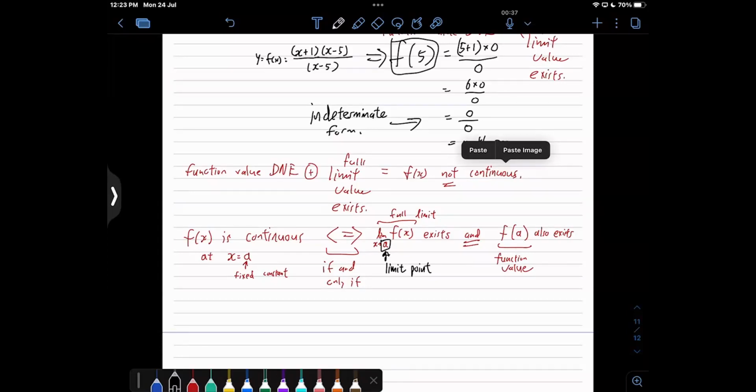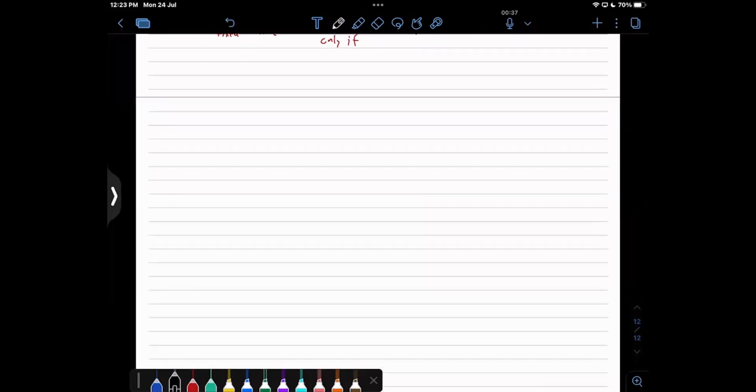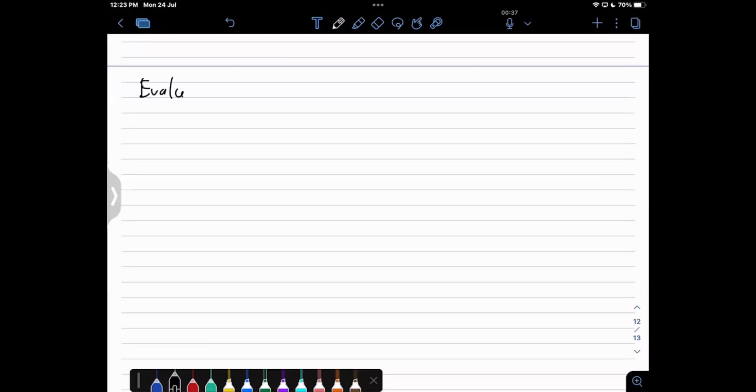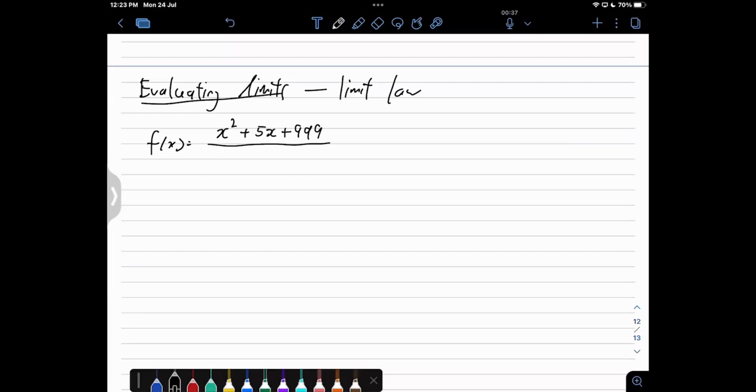Okay. Let's try one more idea, which is evaluating limits using limit law. This one quite fast. So let's say that you got f of x equals x squared plus 5x plus 999 over x cubed plus 1. Just now, from the video, you've seen that Prof. Leonard, he did this, right? He approximated it and he said, take the highest power term, x squared over x cubed, and cancel, you get 1 over x. Right? And this is your asymptote. You remember seeing that?